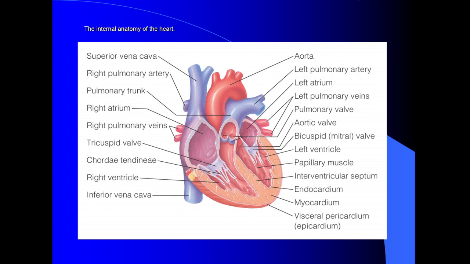The internal anatomy of the heart you can see on this picture. Here are localized different anatomical structures: the superior vena cava, right pulmonary artery, pulmonary trunk, right atrium, right pulmonary veins, tricuspid valve, chordae tendineae, right ventricle, inferior vena cava, and from this side the aorta, left pulmonary artery, left atrium, left pulmonary veins, pulmonary valve, aortic valve, bicuspid or mitral valve, left ventricle, papillary muscle, interventricular septum, endocardium, myocardium, and visceral pericardium.